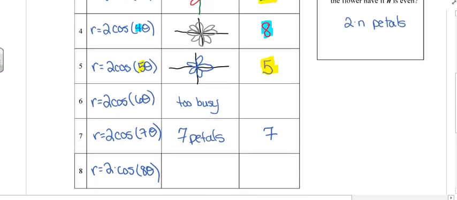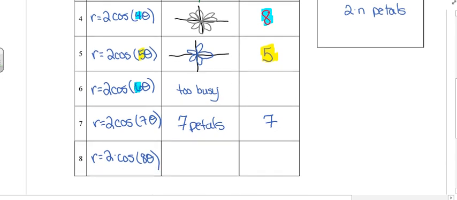So again, if we had to predict for an even n, we would predict 2n petals, or 12 petals when n is 6. When n is 8, 2n petals is going to be 16. So that's the roses.